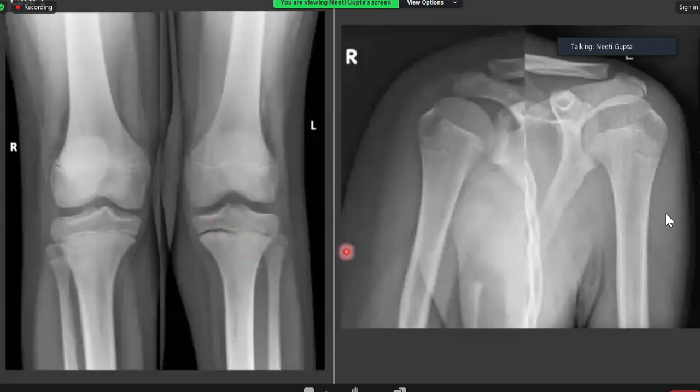So in case of doubt, you can always use contralateral radiographs for comparison. And sometimes I also use radiographs of age-matched patients from my database or from the internet for comparison. Comparison is a very valuable tool.